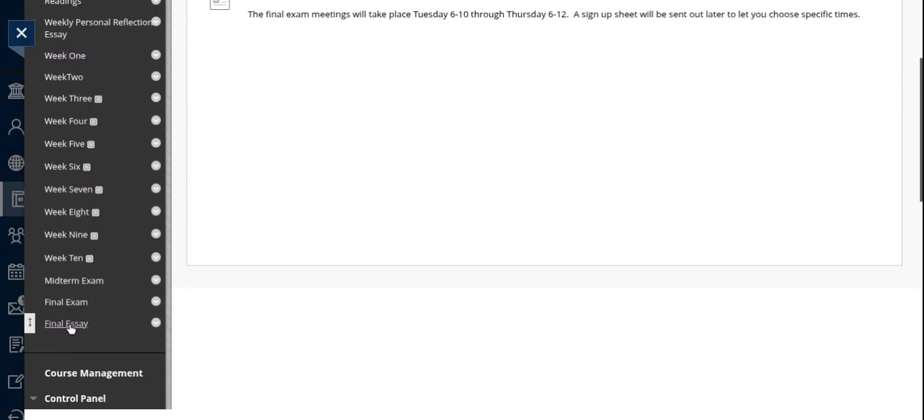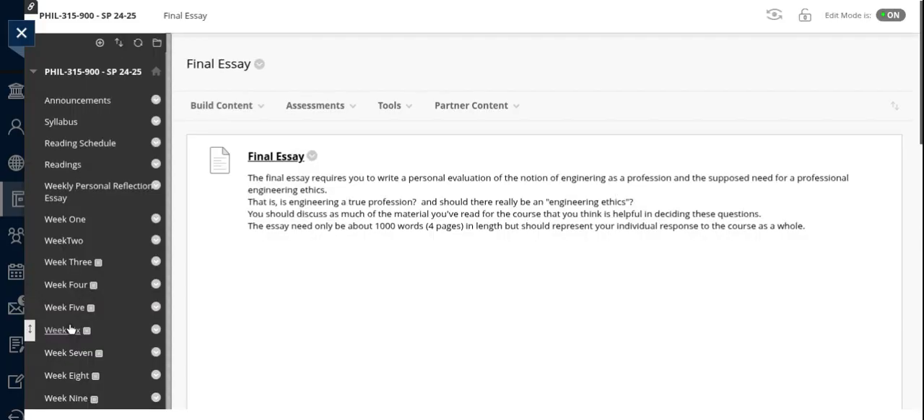The last requirement for the course is a final essay. The final essay requires you to write a personal evaluation of the notion of engineering as a profession and the supposed need for a professional engineering ethics. That is, is engineering a true profession, and should there really be an engineering ethics? These questions will mean a lot more to you after taking the course, perhaps, than they do now, because these are the key questions that will be asked in the course.